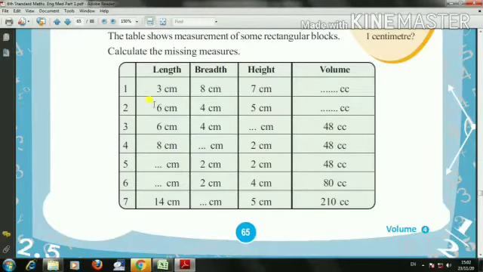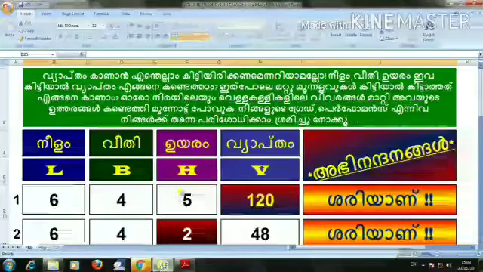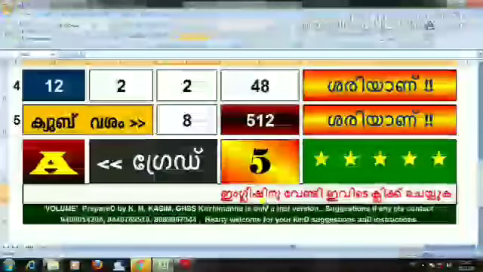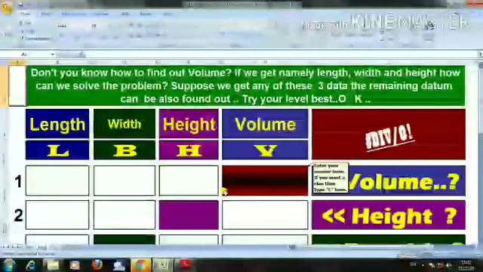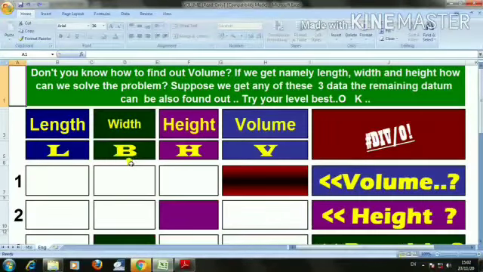Let's try to find the answers for this table using a simple software. We can go to the software first. This is for Malayalam medium, so let's select English medium here. First of all, we can go through the instructions. Don't you know how to find out volume? If we get length, width and height, how can we solve the problem? Suppose we get any of these three data, the remaining data can also be found out. Try to do your level best here.